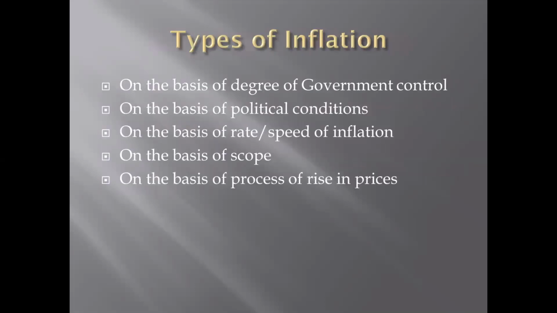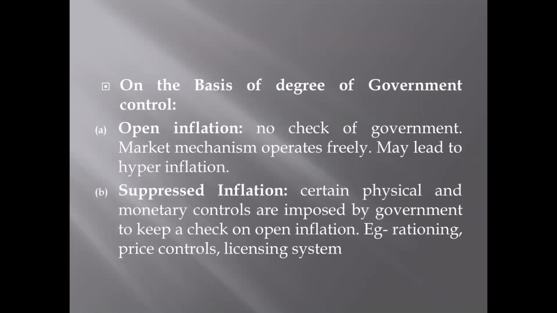Basically, there are 5 types of inflation: on the basis of government control, on the basis of political conditions, and on the basis of speed, scope, and process of rise in prices. So we will be explaining them one by one. One is on the basis of degree of government control.